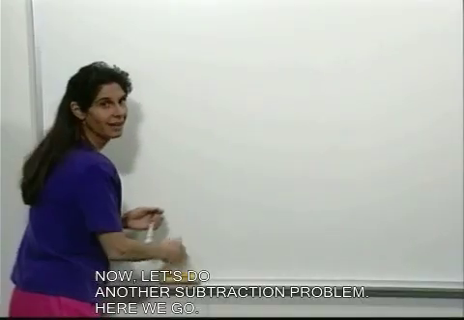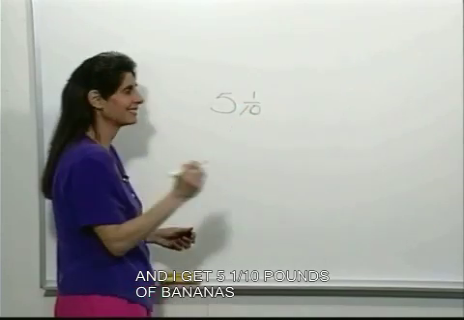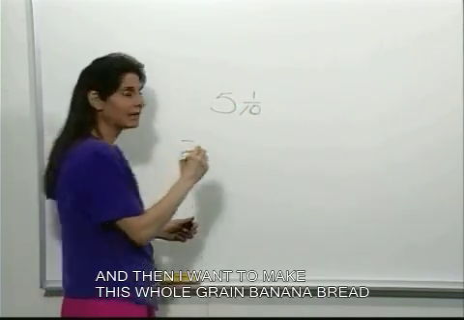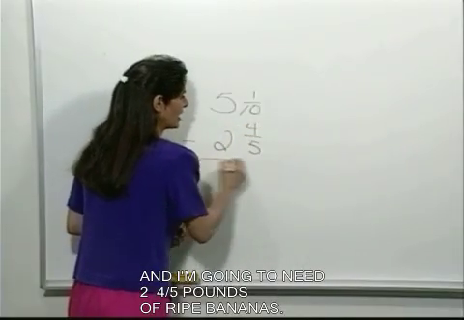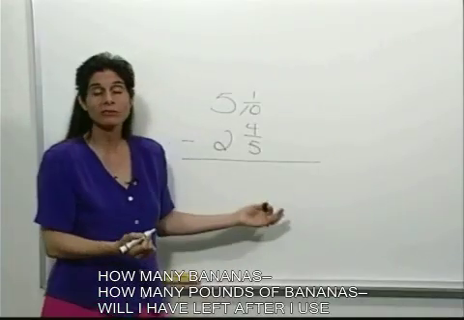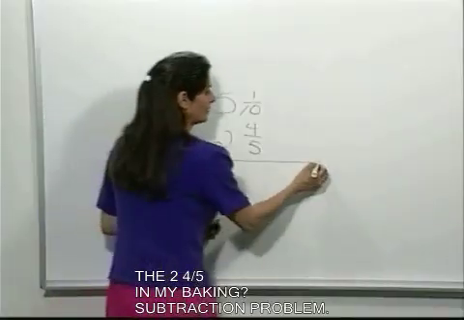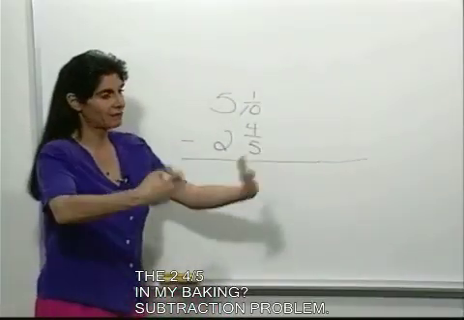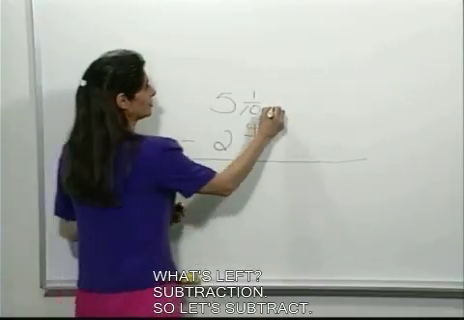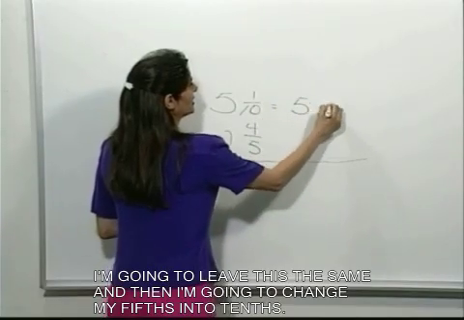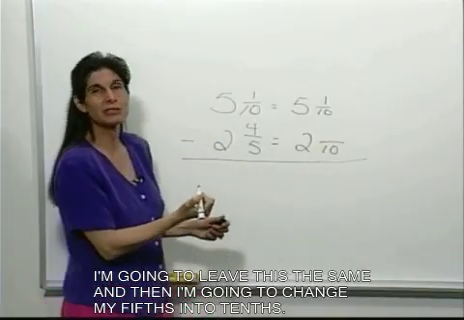Now, let's do another subtraction problem. Let's say I go back to that fruit store and I get 5 1/10 pounds of bananas, and then I want to make this whole grain banana bread, and I'm going to need 2 4/5 pounds of ripe bananas. How many pounds of bananas will I have left after I use the 2 4/5 in my baking? Subtraction problem. I have the bananas. I'm taking some out. What's left? Subtraction. So let's subtract. I'm going to leave this the same, and then I'm going to change my 5ths into 10ths.